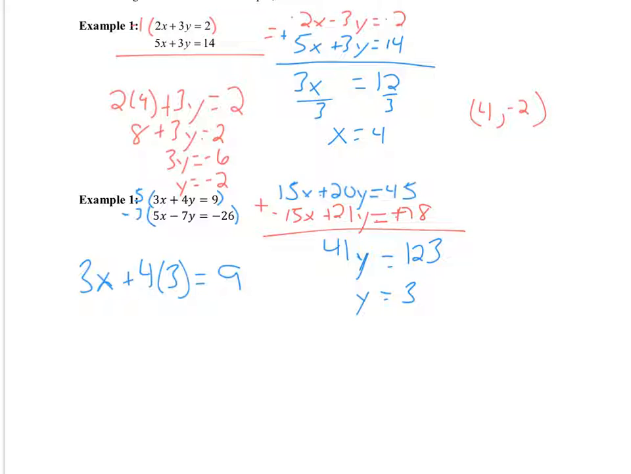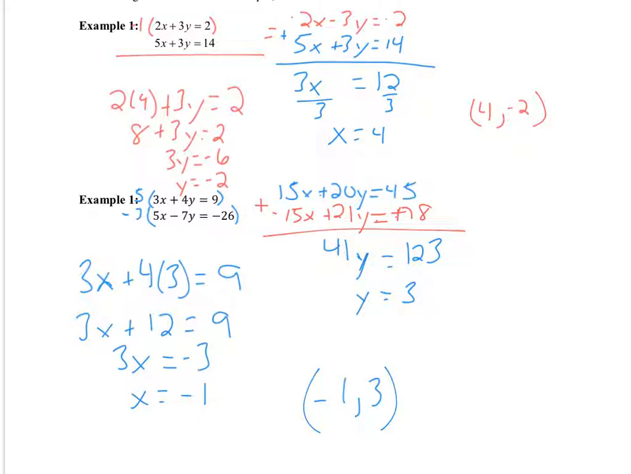So 3 times x plus 12 equals 9. Subtract the 12 over. Again, you can use your calculator or your brain. 9 minus 12 is negative 3. We divide and get negative 1. So I have negative 1, 3. Negative 1, 3 is my ordered pair for this system. We're done.